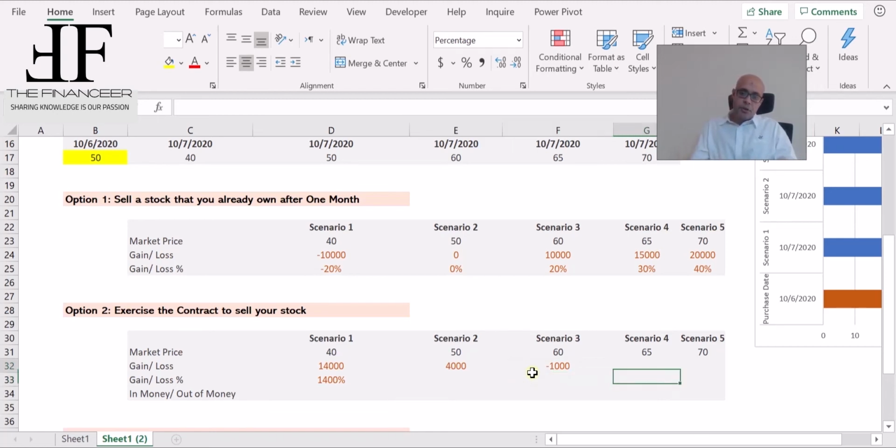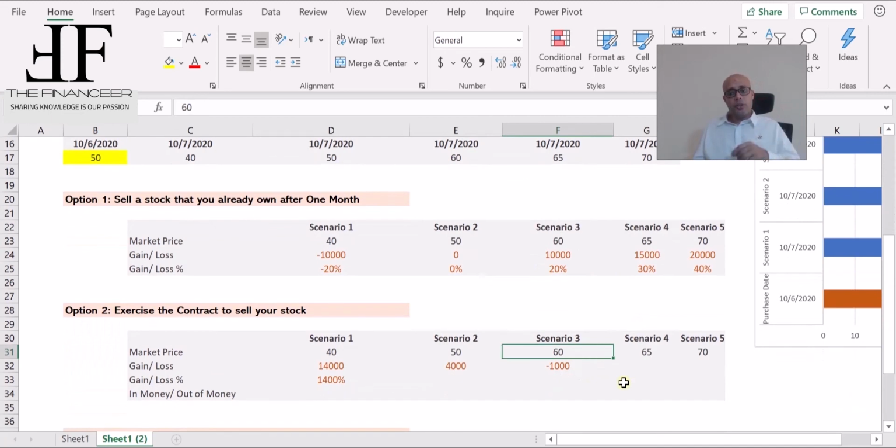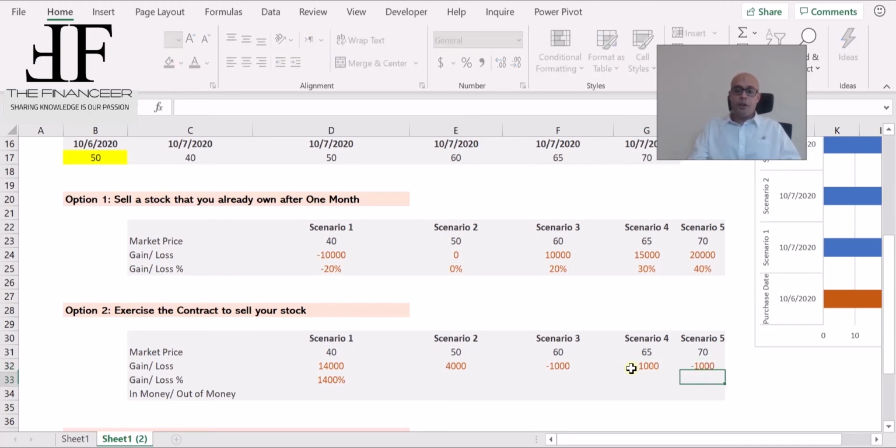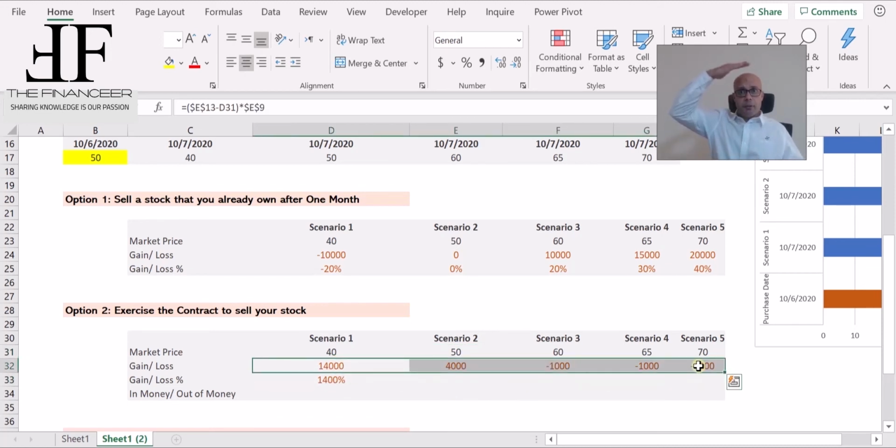Go to the fourth scenario, $65 and here 55. So which is more beneficial for you? Definitely to sell in the market and get $65, not to exercise the option. So in this case again, because you paid the cost of purchasing the put option and you didn't exercise it, you are achieving a loss, and this loss is equal to the amount of the investment that you paid in order to acquire this put option, which again will be $1,000. And for the last scenario, this will be the same loss, which is $1,000 again for the same reason. So look at the gain and loss here. Your loss is capped, has a maximum.